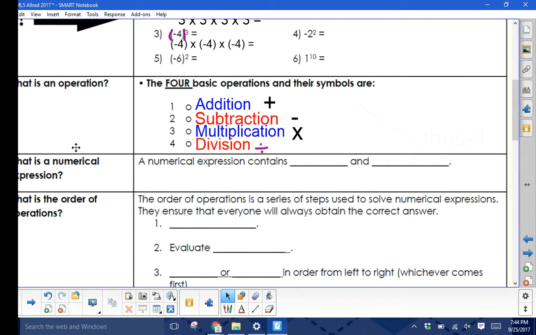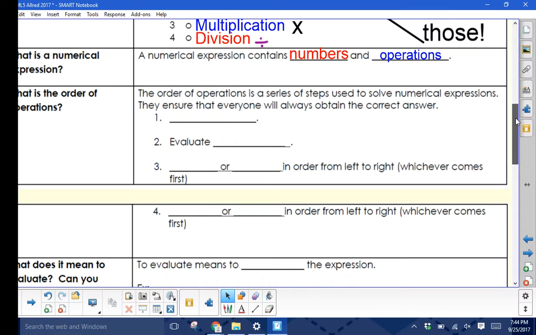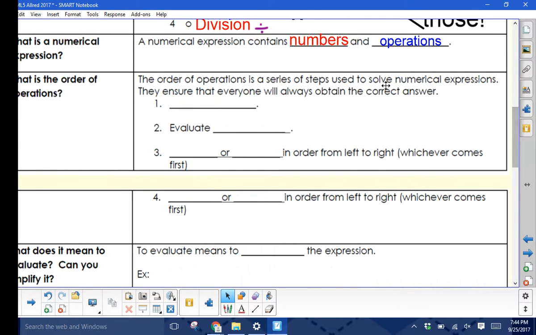Okay, in these order of operations problems, we're going to call them expressions. A numerical expression, guess what it has? It has numbers and operations, aka all these things that we just talked about. And here's how you simplify them. Anytime you're asked to evaluate, it means to simplify.